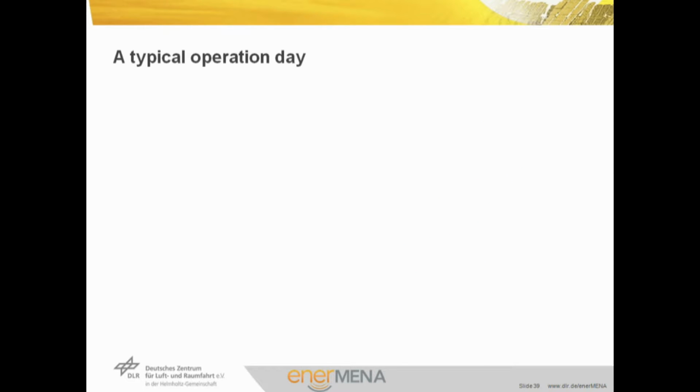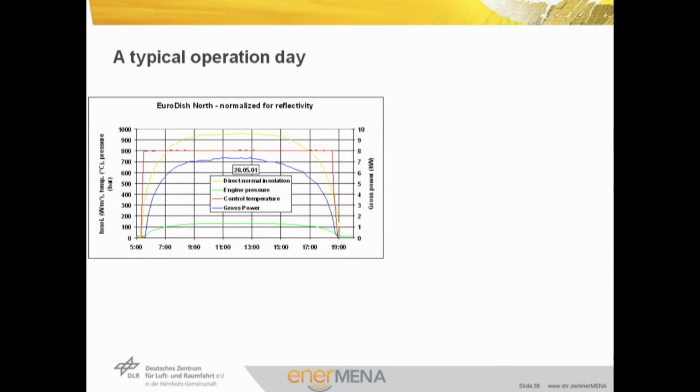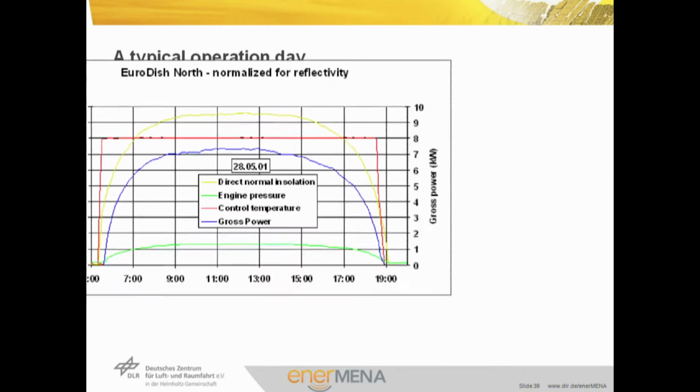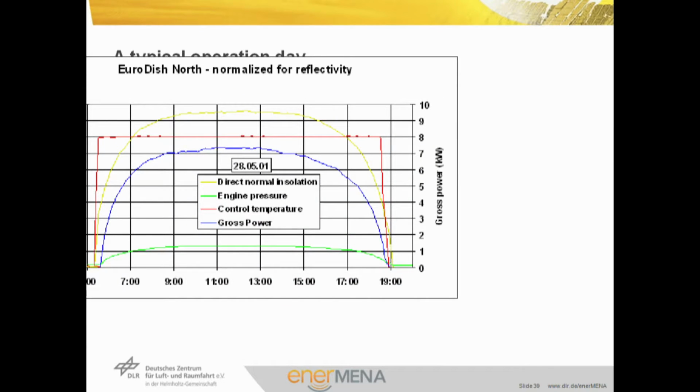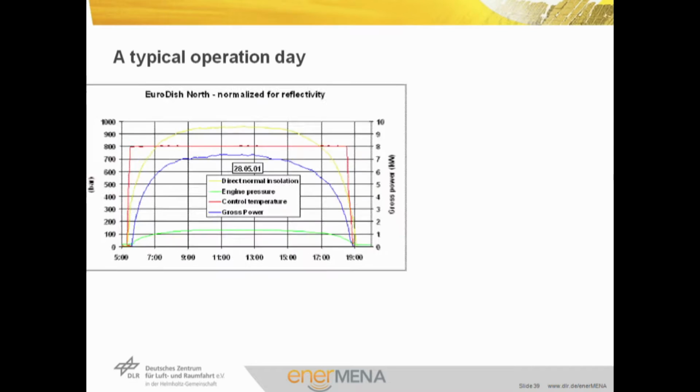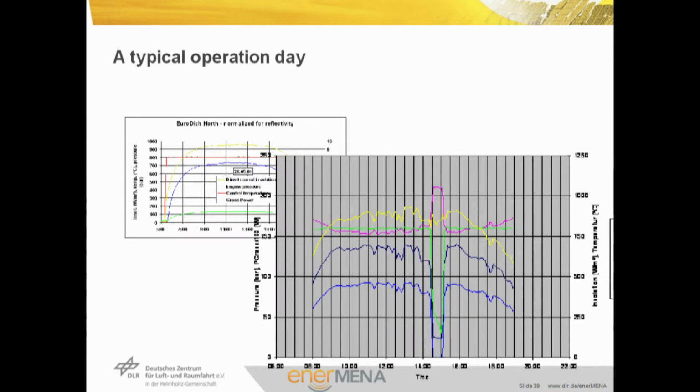We stay with the typical operation behavior of the Stirling systems. Here you can see a normal operation day with good weather. The yellow line is the direct normal insolation going up in the morning of an almost perfect operation day. The blue line is the output power of a Stirling system, and you can see the output power follows perfectly the input power. On the other chart, you can see what happens when we have fast changes in the input power. Again, the yellow line is the direct normal insolation, which in this case has fast oscillations, but you can see that the blue line representing the electrical power is following immediately.